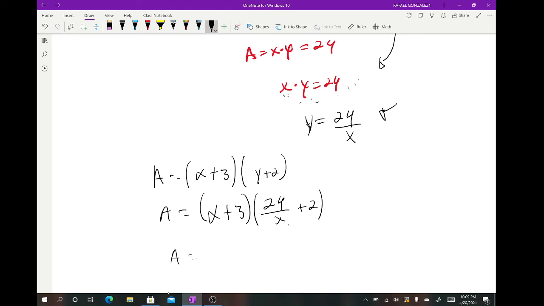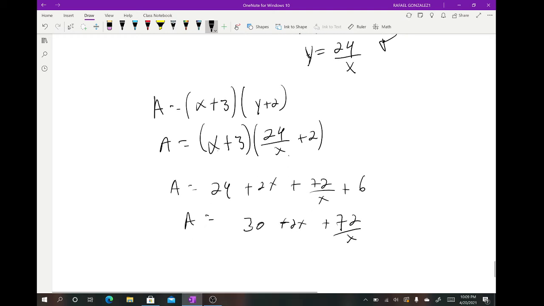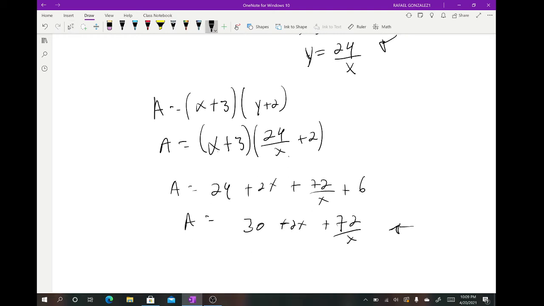We could FOIL this out. If we FOIL, we get 24, because x times 24 over x is just 24, plus 2x, plus 72 over x, plus 6. So we get 6 plus 24, that's 30, plus 2x, plus 72 over x. So this is now our new equation. Notice that we went from an equation in two variables to an equation in one variable.